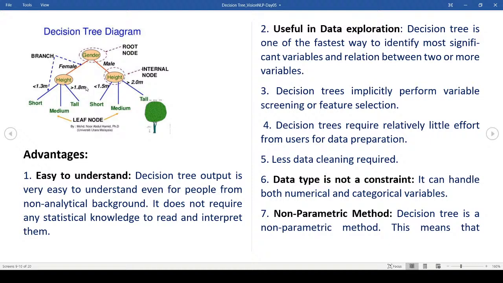It is a very easy algorithm, you don't have to do a lot of things here. The advantages of the decision tree are that the output is very easy to understand, even for people from a non-analytical background, because you don't require any statistical knowledge. It's just basic intuition, right? And it is useful for data exploration. Why? Because it is the fastest way to identify the most significant variable and the relationship between two or more variables.